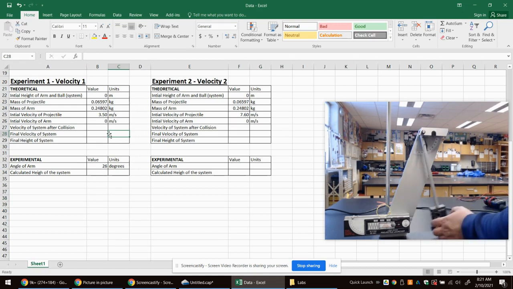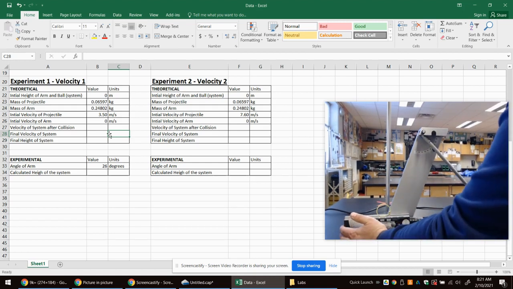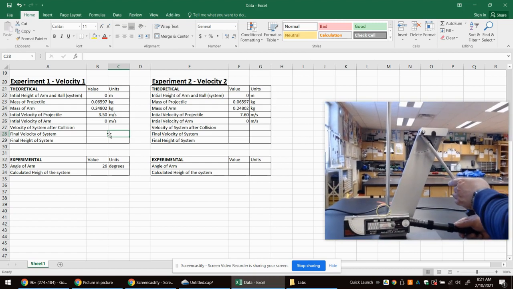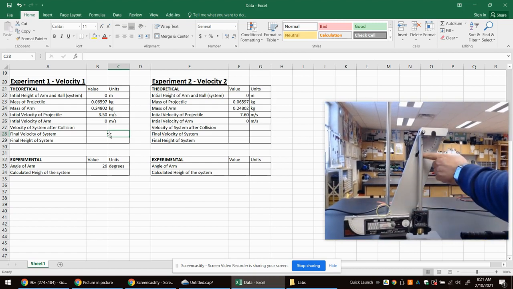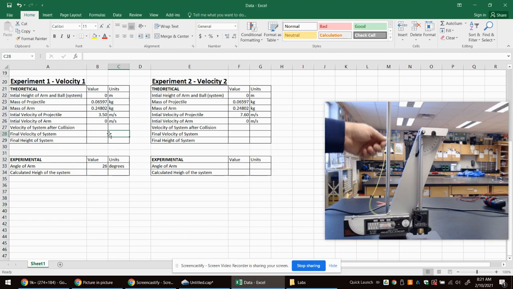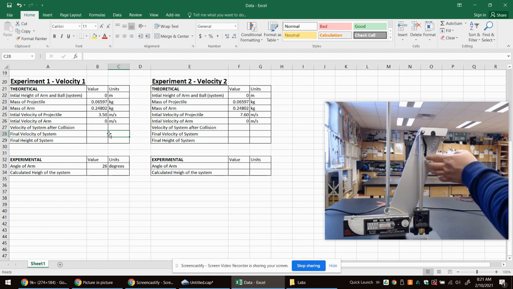Now, I'm going to release the ball and do that again and just verify that value. So we put the ball in. Again, I'm going to push it back one click. I move the angle indicator down to 0. I then take hold of the string. We fire. And it goes again to about 26 degrees, right at the same spot. 26 degrees is the angle of the arm.